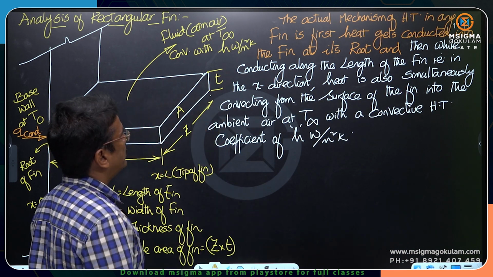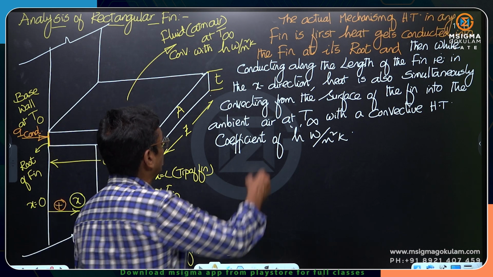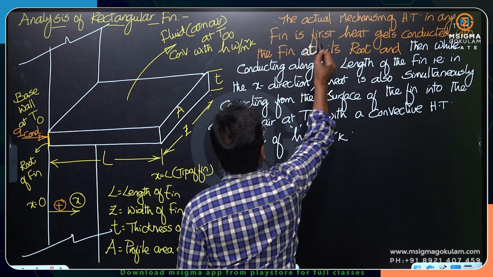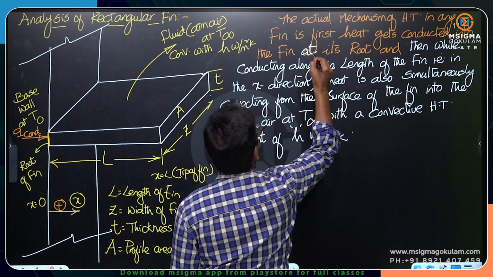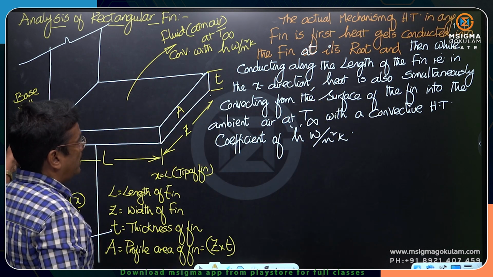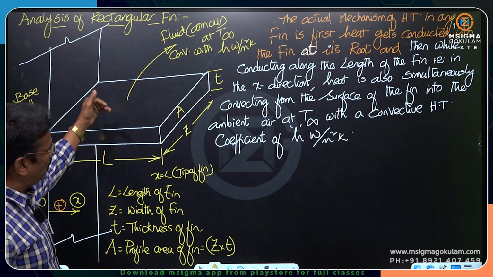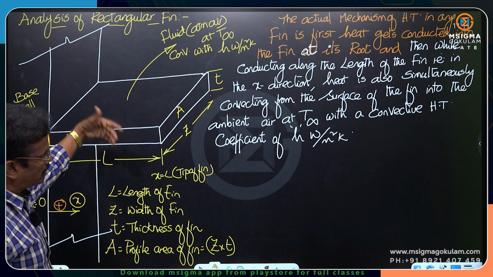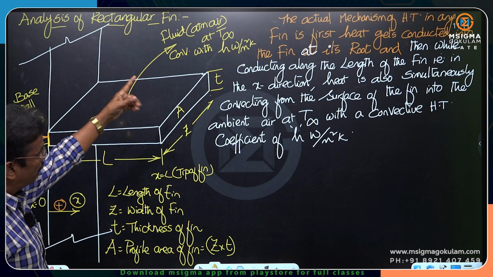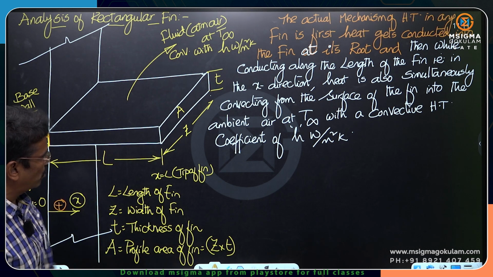The actual mechanism of heat transfer in any fin is, first heat gets conducted into the fin at its root here. And then while conducting along the length of the fin, that is in the x direction, heat is also simultaneously convecting from the surface of the fin into the ambient air at T infinity with a convective coefficient of H. So this is what you have to understand thoroughly, the mechanism.